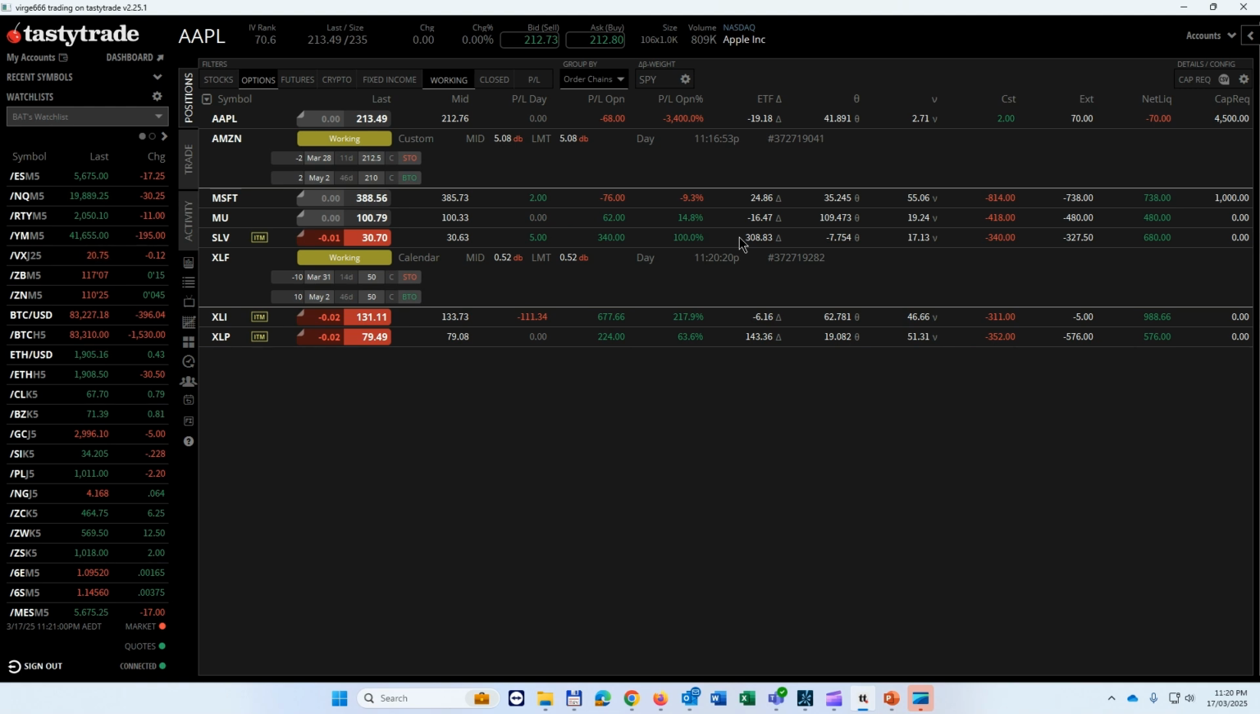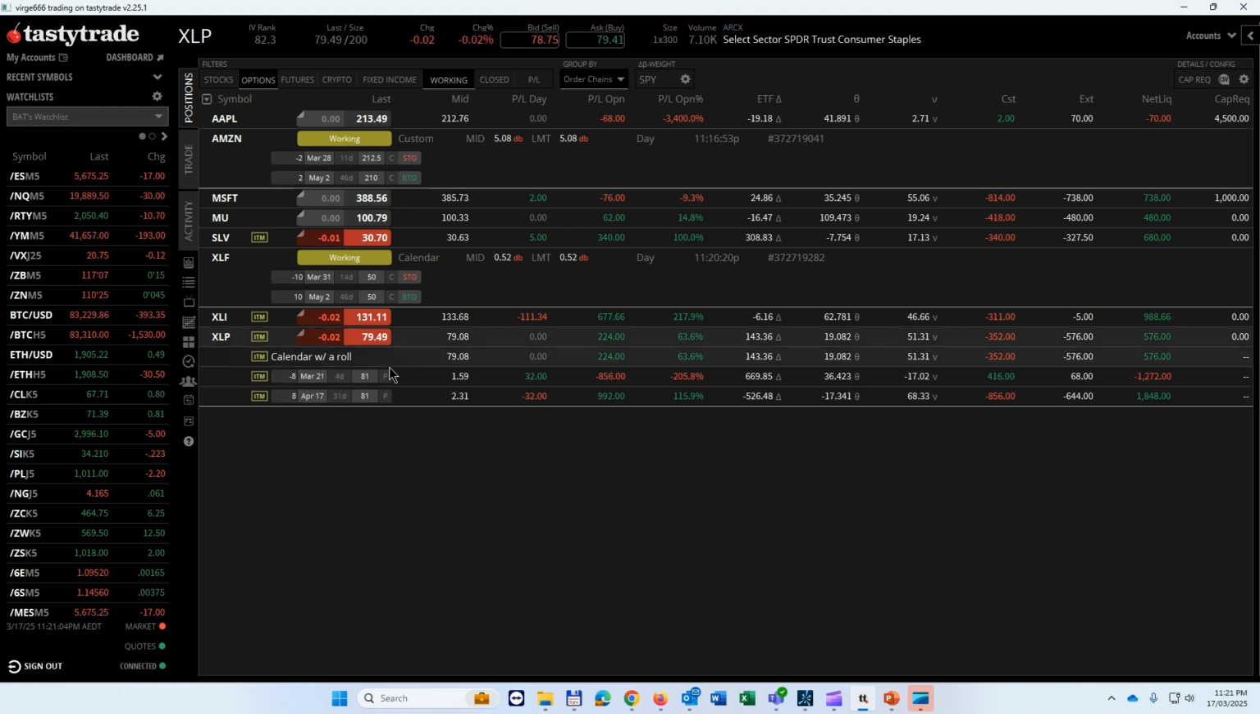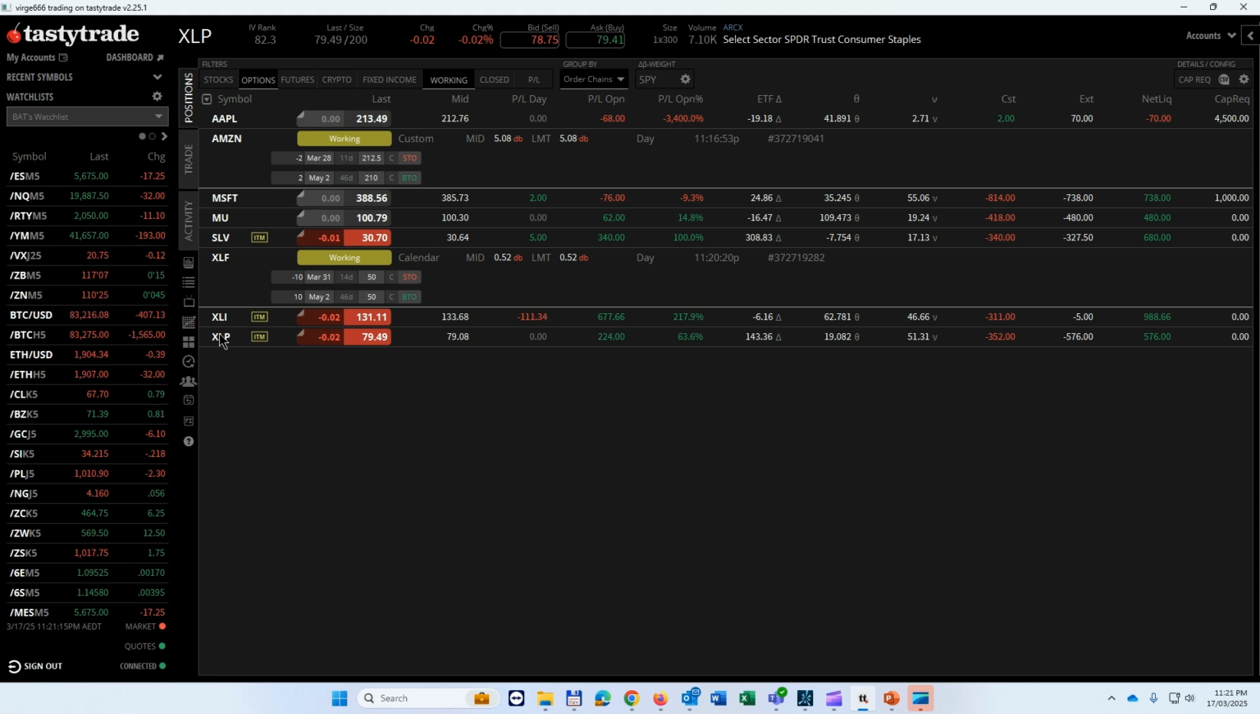SLV is different because it's just a single option I purchased there. But XLP, there's something wrong with the XLP trade. I'm not quite sure what's going on there, but there's no way an 81 delta put calendar spread is going to be 143 deltas long. So there's obviously an option problem issue there because it's 11:21 in the morning.